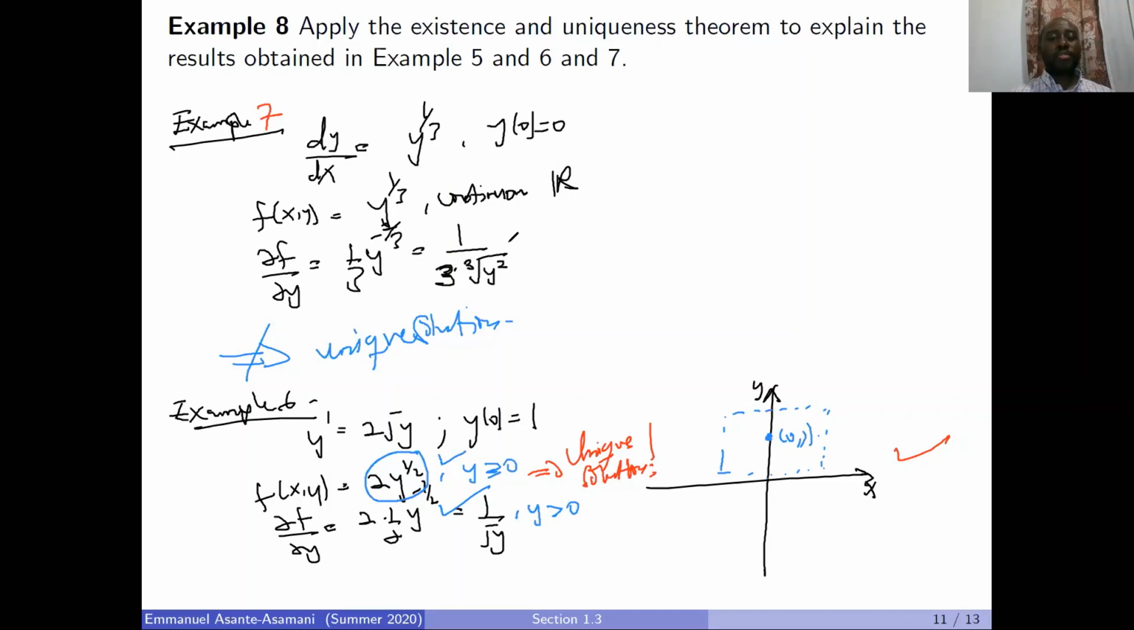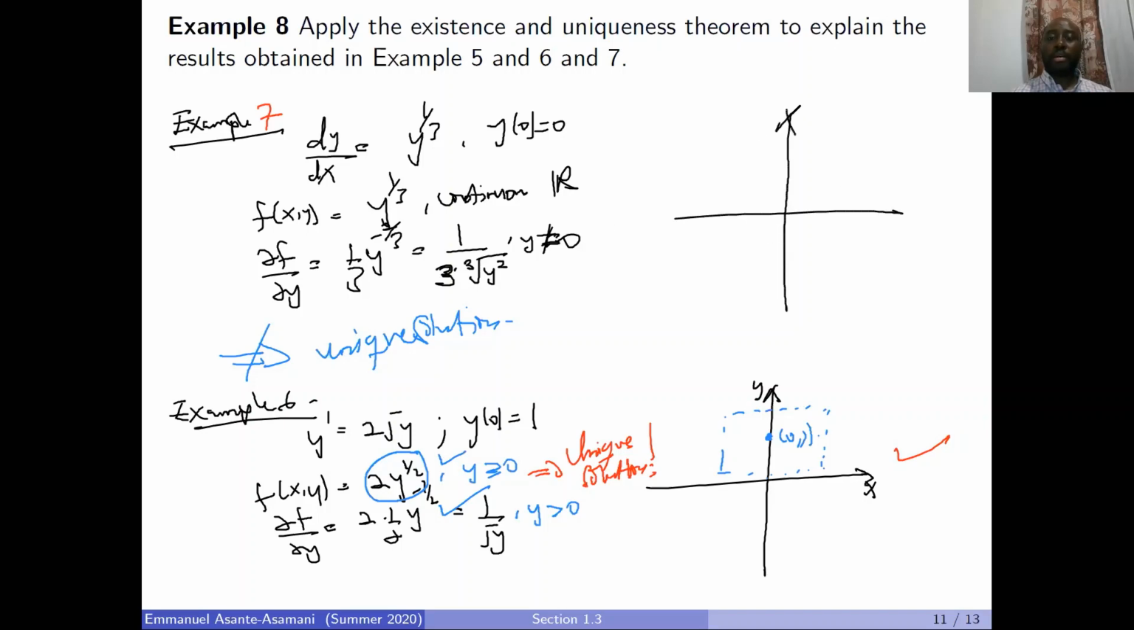Okay. Now, why is this function not continuous everywhere? Since we are squaring y, this denominator is defined as long as y is not 0. Because if y is any other real number, we can always square it and take the cube root. But if y is 0, then we're going to have a 0 in the denominator, and that will be undefined. So it's continuous as long as y is not 0.